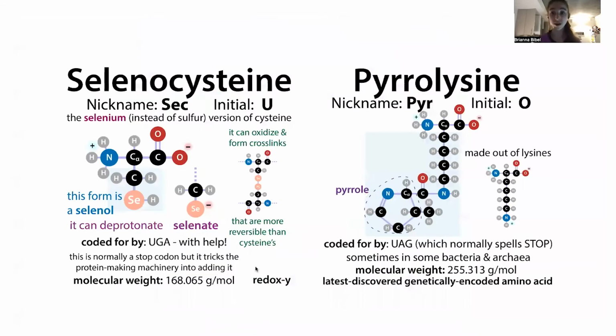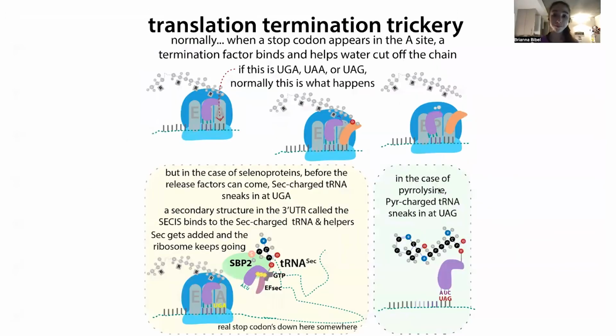What doesn't exist in our bodies, however, is pyrrolysine, which is found in some bacteria and in archaea, and it is actually made out of lysines. It's pretty cool stuff. It does get charged with this pyrrolysine and that sort of thing, but we don't have it in our bodies, and it's only found in a few species that we know of.